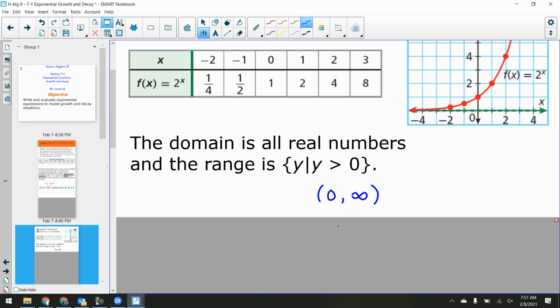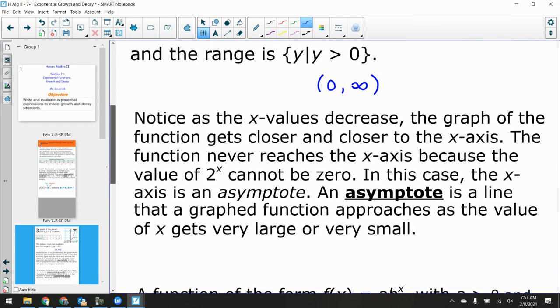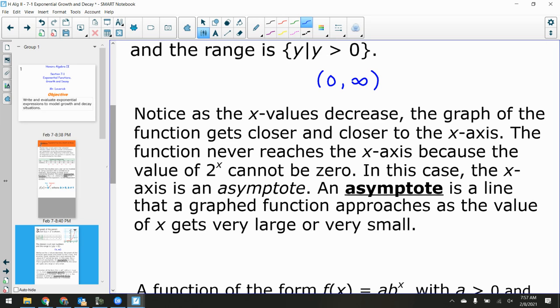I already talked about it, but the next part talks about the idea of an asymptote. Notice that as the x values decrease, the graph of the function gets closer and closer to the x-axis. We could actually even write it like this. We could say as x goes to negative infinity. Doesn't this look like end behavior, like what we talked about on the last chapter test? As I get smaller and smaller with my x values, what happens to my function?